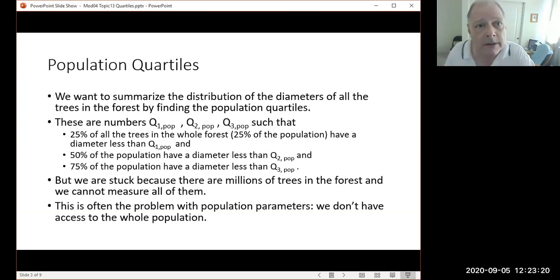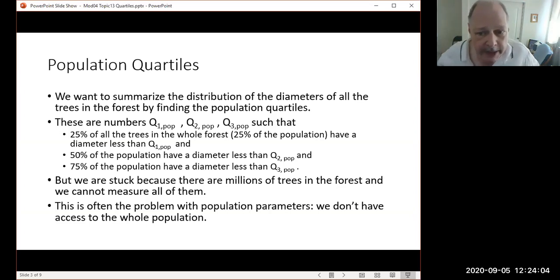And we're trying to break the whole population up into 4 equal groups. The trees below Q1, the trees between Q1 and Q2, the trees between Q2 and Q3, and then the ones above Q3. So that's 4 different groups of equal size. 25%, or 1/4, of all the trees belong to each of the 4 groups, and that's why we call it quartiles instead of quintiles or percentiles or deciles. Okay.